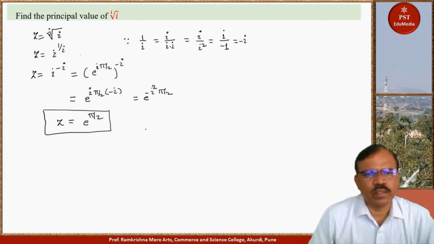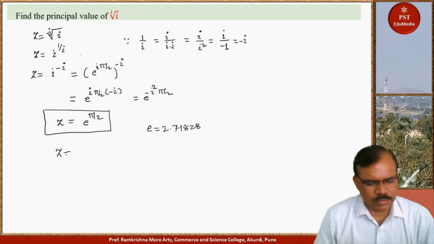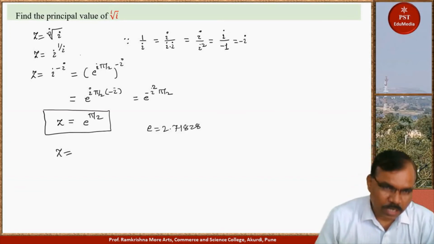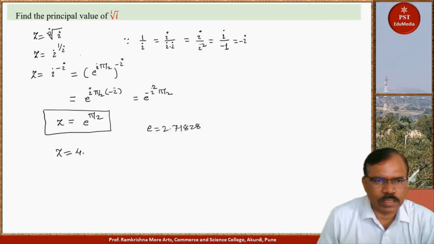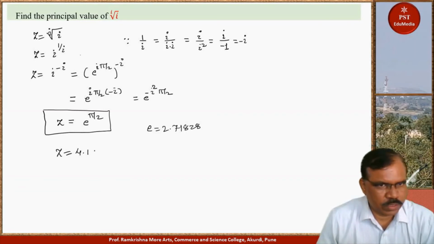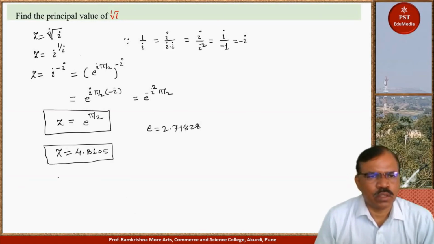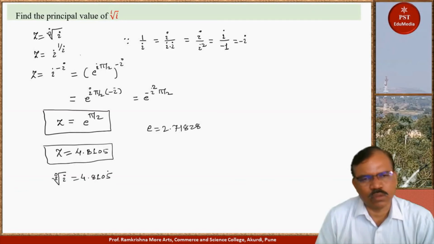And we know e is equal to 2.71828. So we'll get the value of Z as 2.71828 raised to pi by 2. And if we calculate this value, we'll get 4.8105. So we'll get this value. So ith root of i is equal to 4.8105.